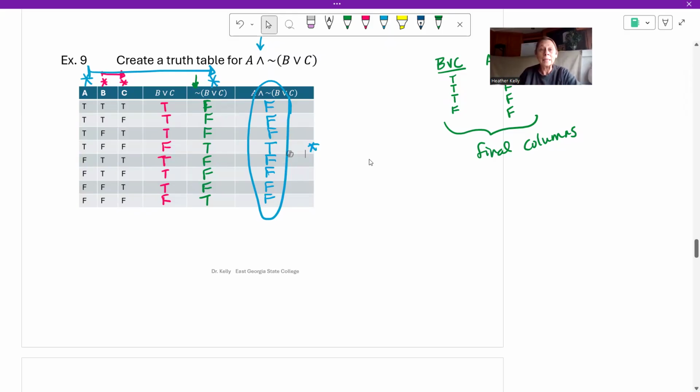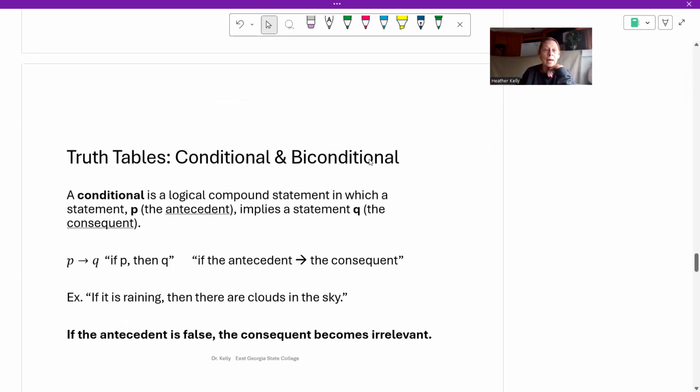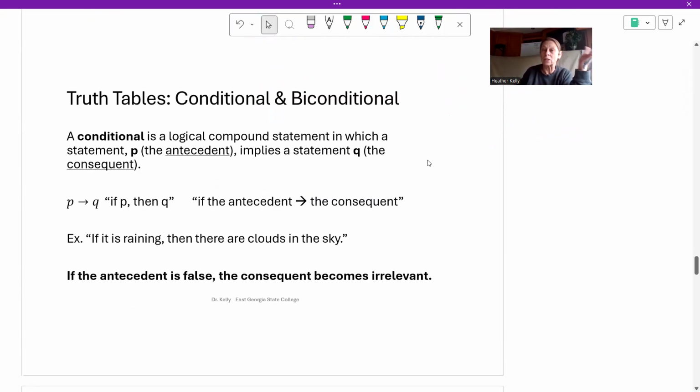Okay, so let's pick up now at the conditional and biconditional. Now, the conditional is going to become more important, even more in our next lecture. We're going to hone in on some situations with the conditional. We won't do very much with the biconditional, but it's worth seeing them and playing with them a little bit here with the truth tables.